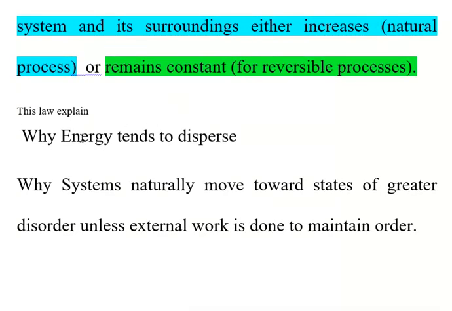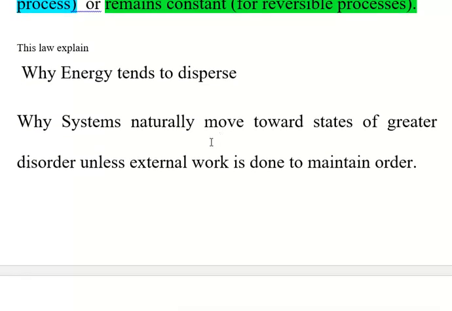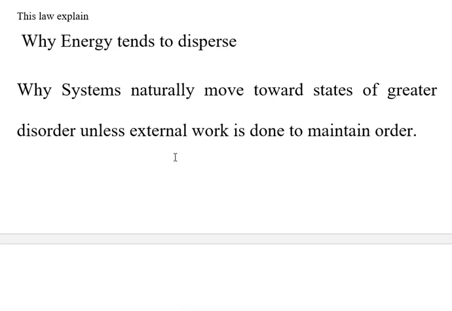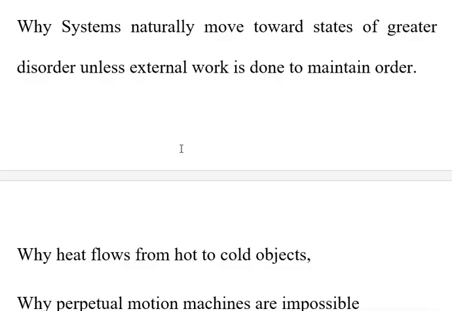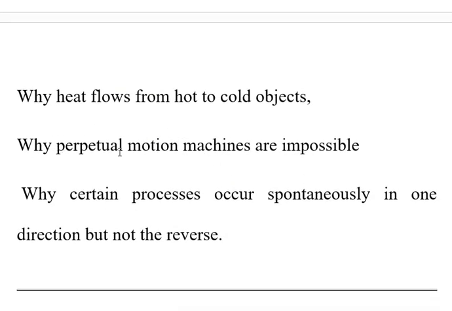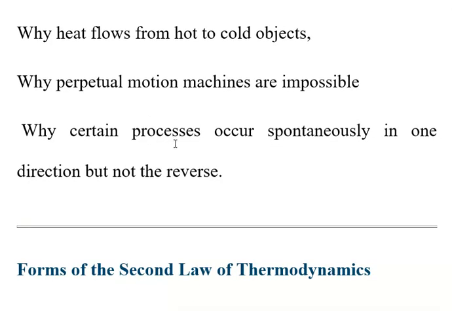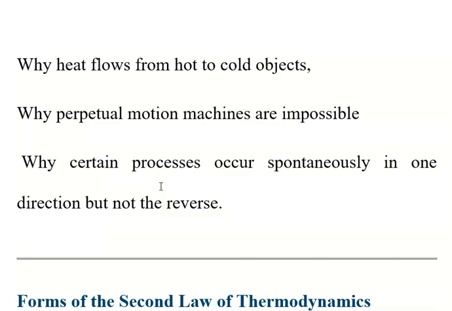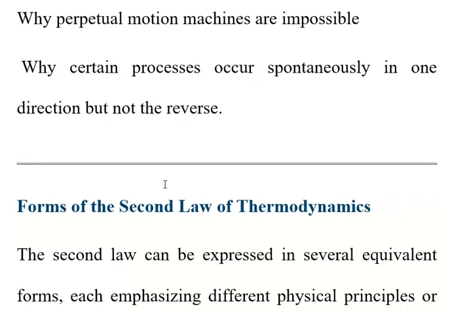This law explains why energy tends to disperse, why systems naturally move toward a state of greater disorder, or in other words greater entropy, unless an external force is applied to maintain order. Why does heat flow from a hot object to a cold object? Why are perpetual machines impossible? We will discuss later what a perpetual machine is. Why do certain processes occur spontaneously in one direction but not the reverse? These are the main subjects of the second law of thermodynamics.